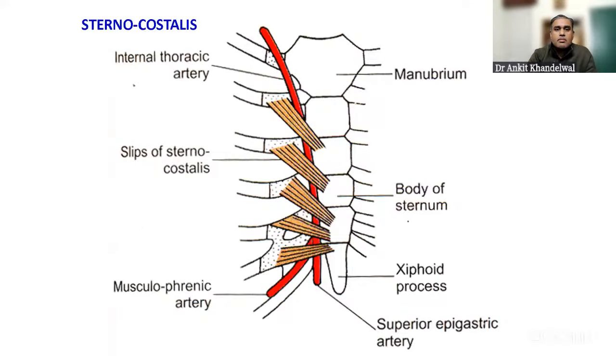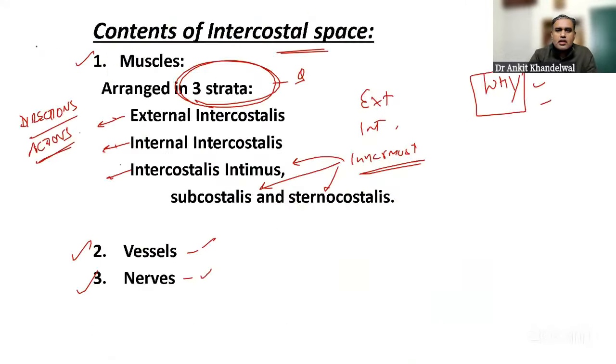Okay, other muscles. So what is the sternocostalis? If you remember, it was a part of the innermost. Where, sir? Here we have seen. The innermost over here had three parts: intercostalis intimus, subcostalis, and sternocostalis.